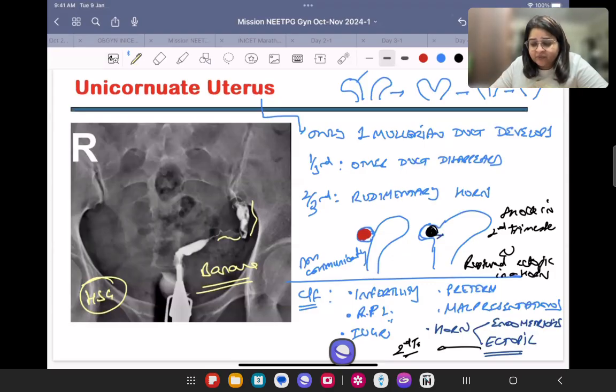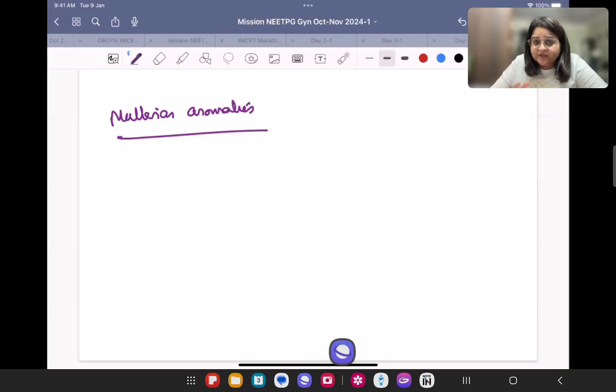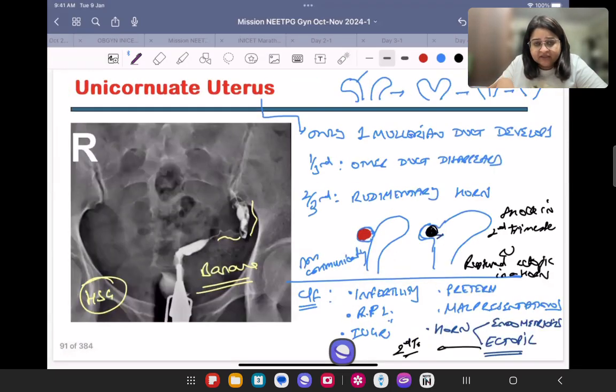However, HSG is a very poor investigation for Mullerian anomalies. Whenever we talk about Mullerian anomalies and their investigation, remember HSG has very poor sensitivity, but it's usually the first investigation we do as part of infertility. That is why images of it come often.